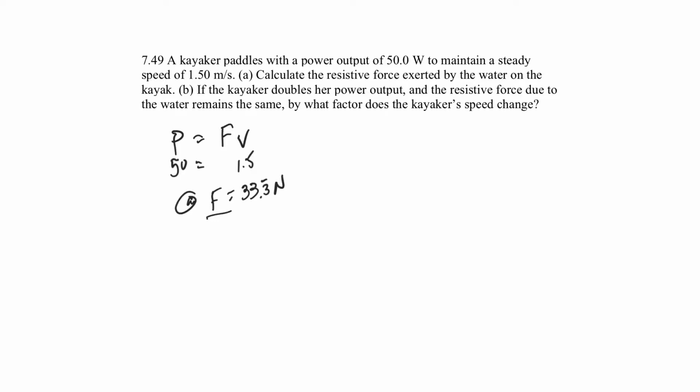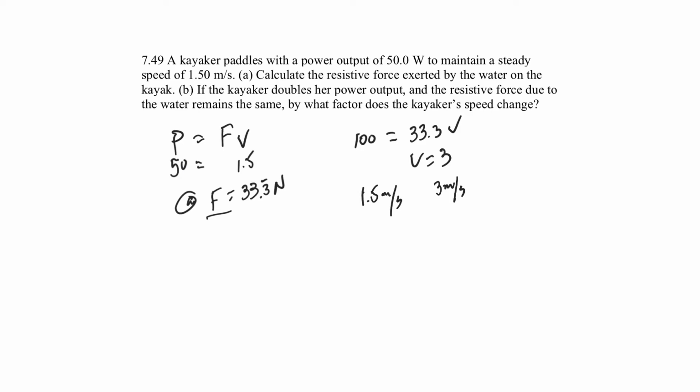And the second one, if that 33 stays the same and I double my power, all right, so instead of 50, I'm going to have 100, and my force stays the same. What happens to velocity? Well, I'm just going to solve for velocity. All right, so velocity is going to be 100 divided by 33, which is 3. Okay. All right, so what happened? Well, the velocity used to be 1.5 meters per second. Now it's 3 meters per second.